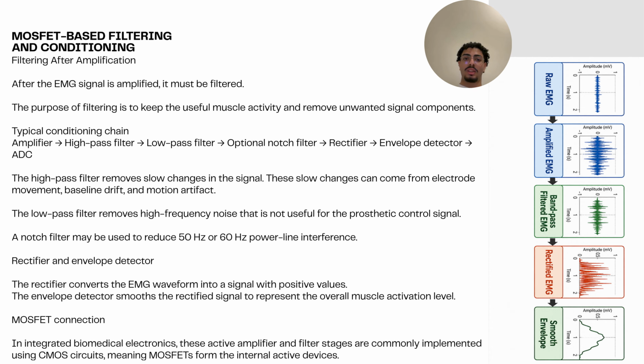After filtering, the rectifier converts the EMG waveform into positive values. Then the envelope detector smooths the rectified signal so that it represents the overall muscle activation level. The MOSFET connection is that in integrated biomedical electronics, these active amplifier and filter stages are commonly implemented using CMOS circuits. This means MOSFETs form the internal active device used to process the signal.